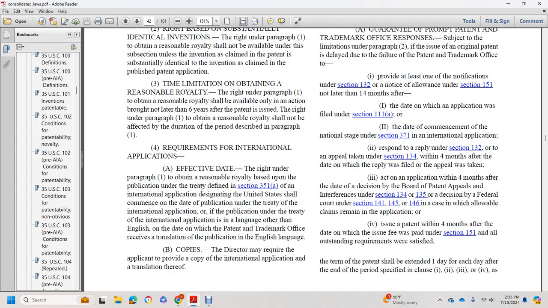Requirements for the international application: the right under paragraph 1 to a reasonable royalty based on the publication under the treaty defined in section 351(a) of an international application designating the United States shall commence on the date of publication under the treaty of the international application, or if the publication is in a language other than English, on the date the Patent and Trademark Office receives a translation of the publication in the English language. The Director may require the applicant to provide a copy of the international application and a translation thereof.